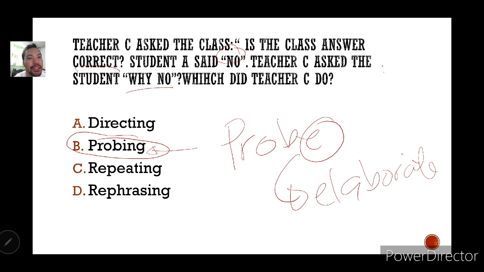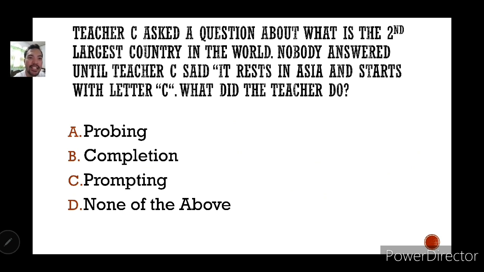Okay, very good. So let's move on to the next question. Teacher C asked a question about what is the second largest country in the world. Nobody answered until Teacher C said it rests in Asia and starts with letter C. What did the teacher do? Letter A, is it probing? Letter B, is it completion? Letter C, is it prompting? Letter D, is it none of the above?